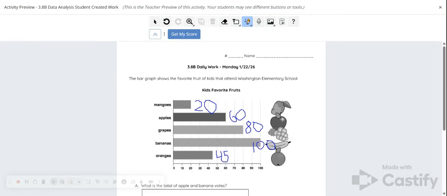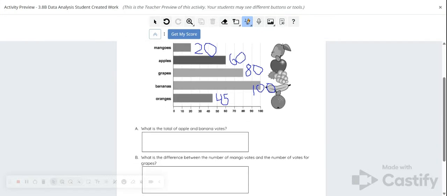Okay, so now we did step one. We labeled our table. Now we're going to read the word problem so we can identify what we have to do to solve. So it says, A, what is the total of apple and banana votes? So the clue that I'm seeing is total. So if I'm going to be totaling some votes, I'm going to be adding them up.